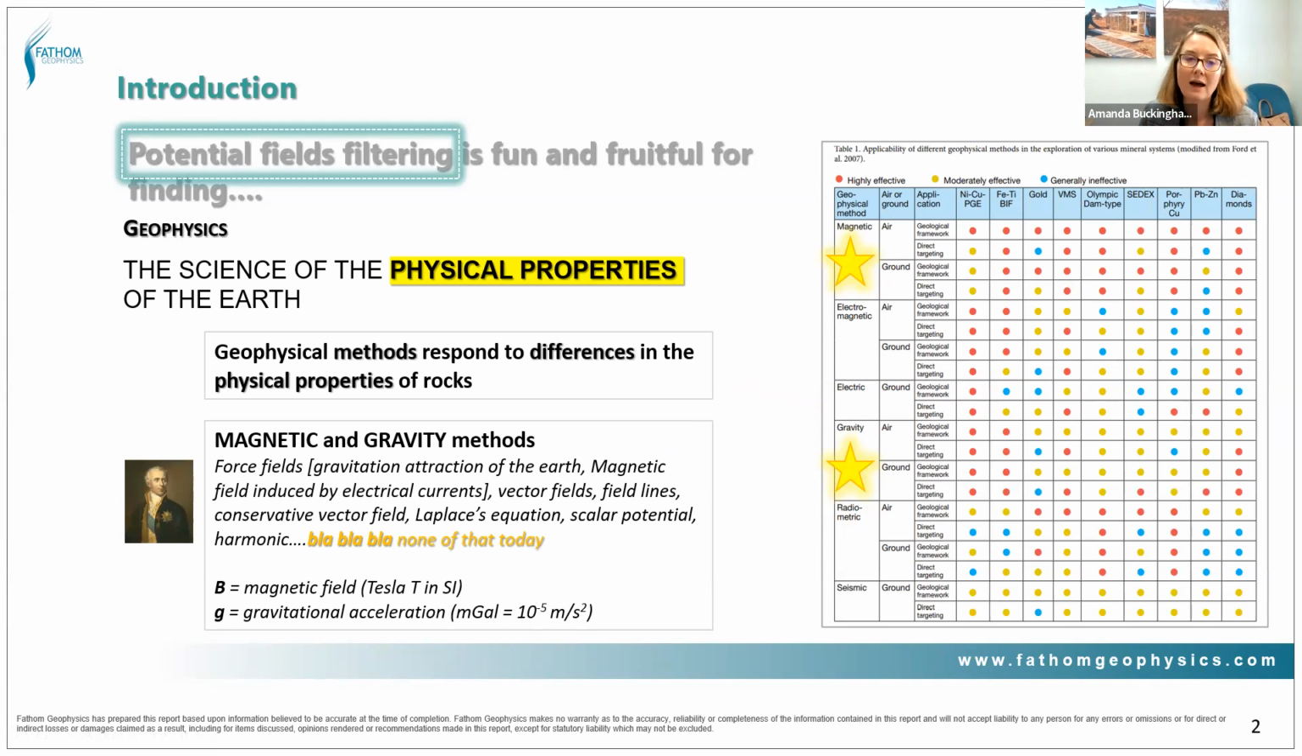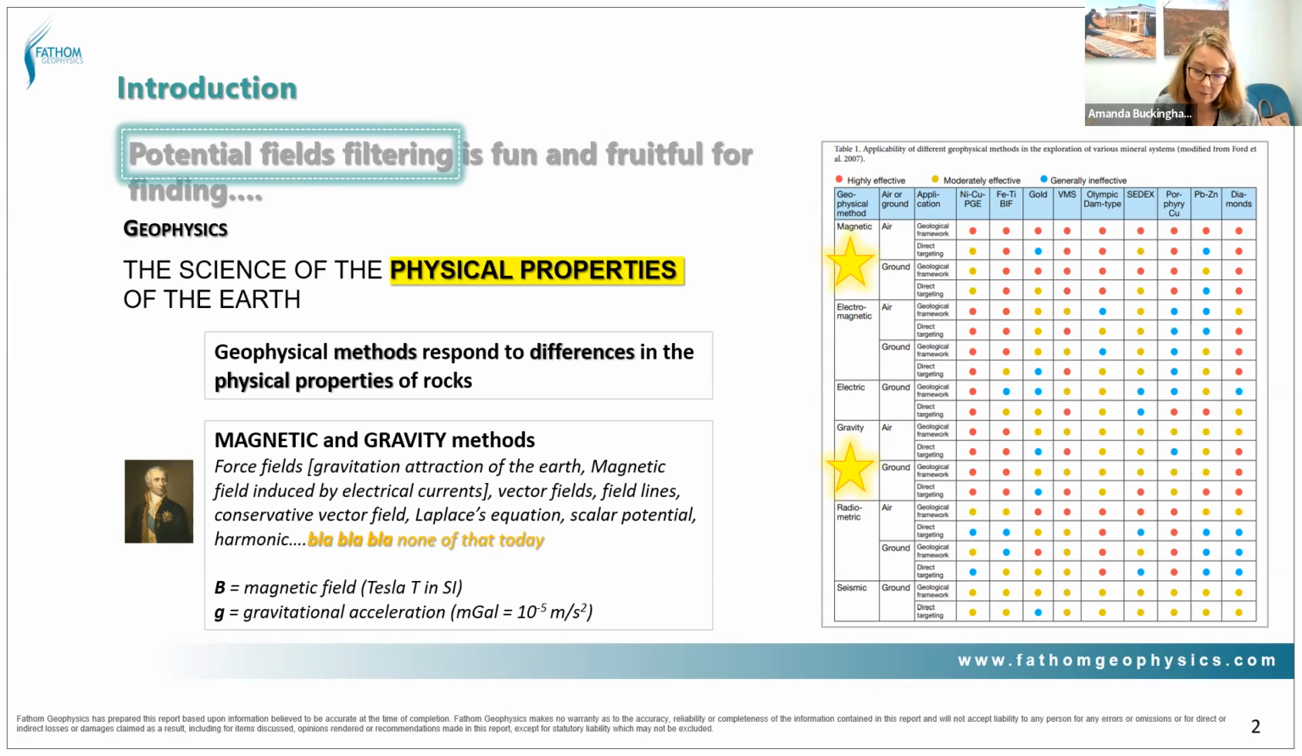So I actually have some data to show you, and I've just got a few slides before we look at any data, just to go through a few key points. And I think anytime you're using potential field data, so anytime you're using magnetic and gravity data, it's really good to keep a few points in mind.